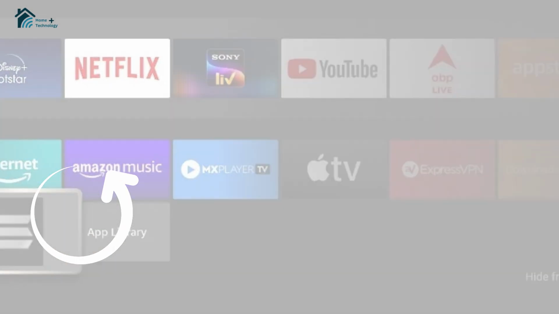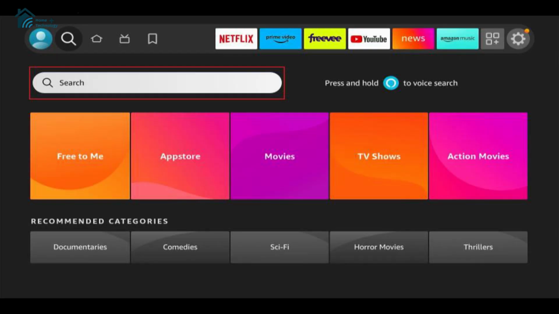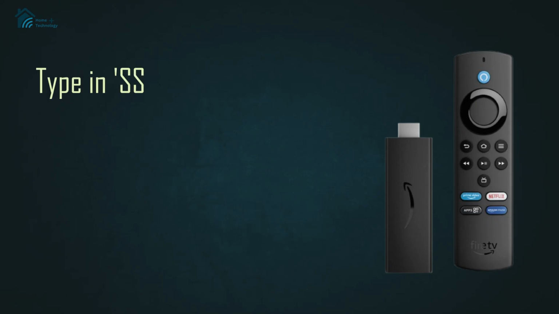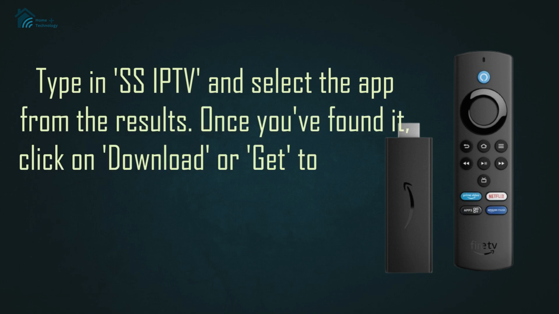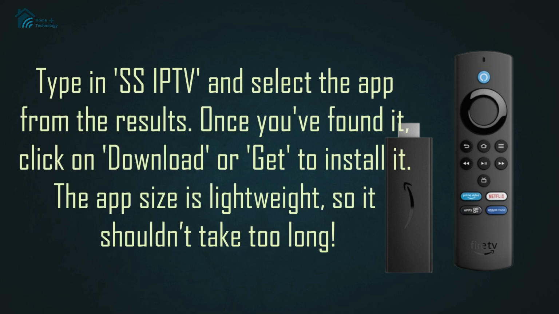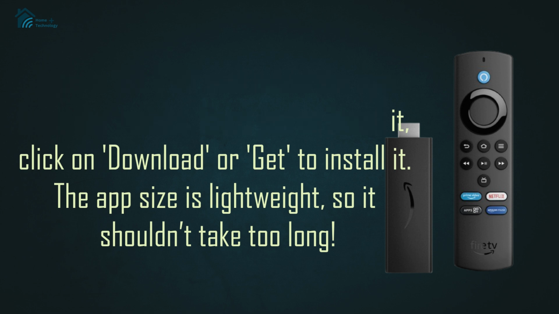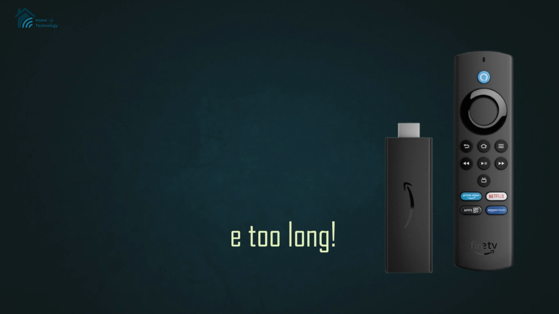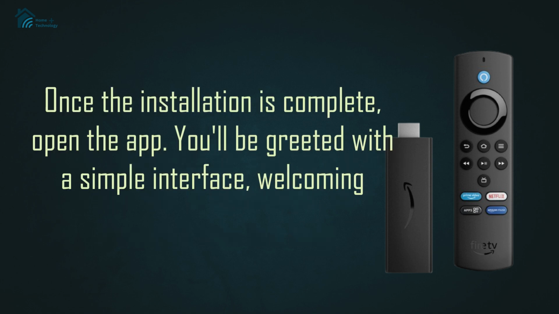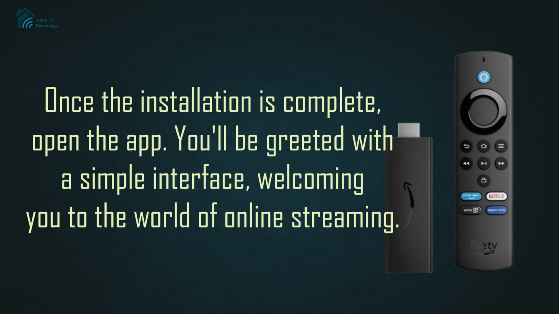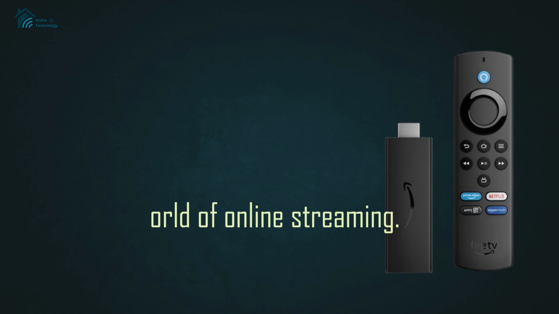First up, let's install SS IPTV. Head over to your FireStick home screen and navigate to the search bar. Type in SS IPTV and select the app from the results. Once you've found it, click on Download or Get to install it. The app size is lightweight, so it shouldn't take too long. Once the installation is complete, open the app. You'll be greeted with a simple interface, welcoming you to the world of online streaming.